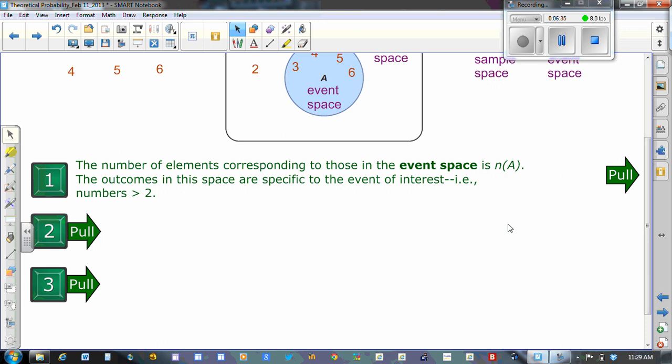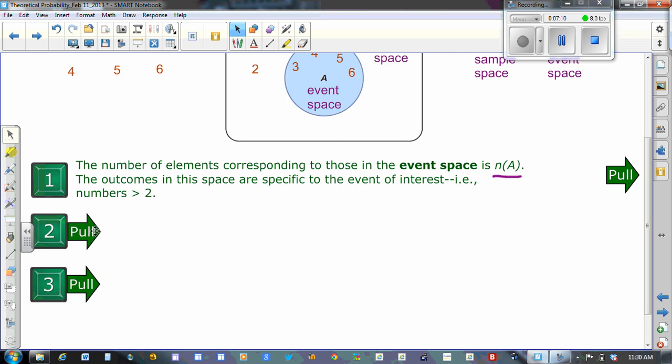So when I referred to the event space and the numbers 3, 4, 5, and 6, I would say that the number of elements, n of A, this means the number of elements in A, or in the event space, is equal to 4, given the 4 numbers. So reading further, the outcomes in that space are specific to rolling numbers greater than 2.